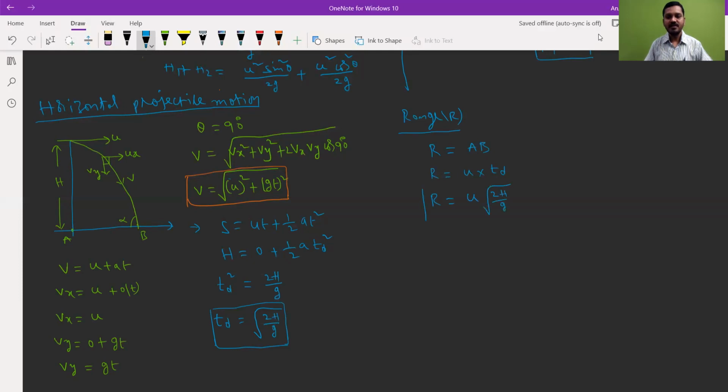This is the range of the projectile. Next one, the path of a horizontally projected body. We can prove it is a parabolic path, like oblique projectile motion. In oblique projectile motion also we got the same thing: it is a parabolic path. The equation representing it was already explained in previous videos: y is equal to ax minus bx square. Like this, in horizontal projectile motion also I am proving this is parabolic motion. So, parabolic path.